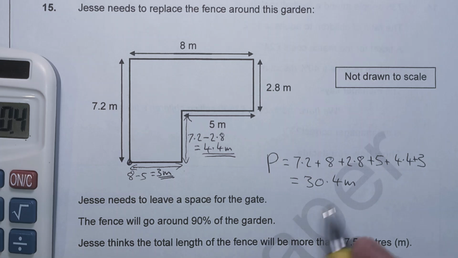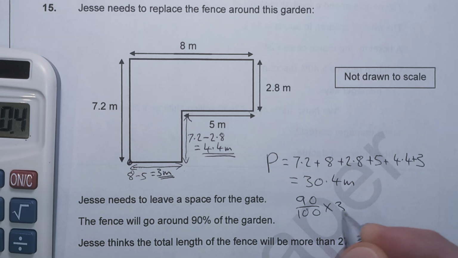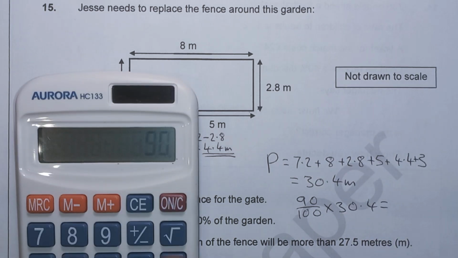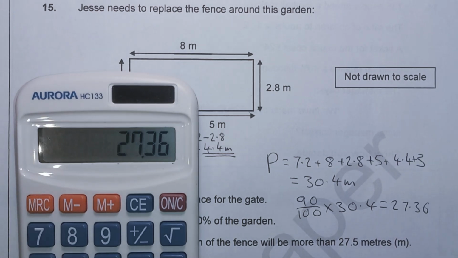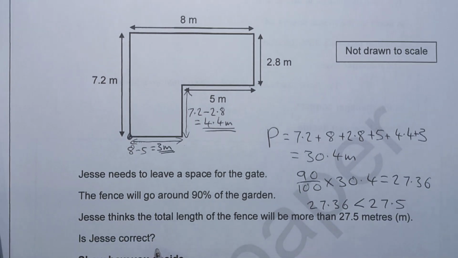Now the fence will go around 90% of the garden, so we want 90% or 90 out of 100 of this number. Times 90 divided by 100, we get 27.36. Jessie thinks the total length of the fence will be more than 27.5 metres. Well, 27.36 is less than 27.5 metres. Is Jessie correct? No, they're not, because it's less.